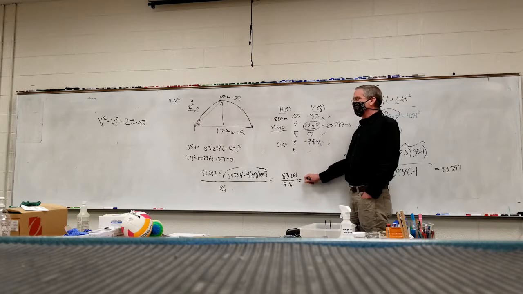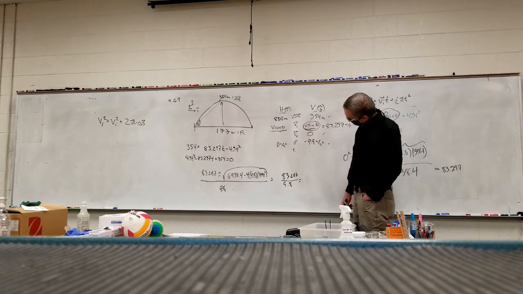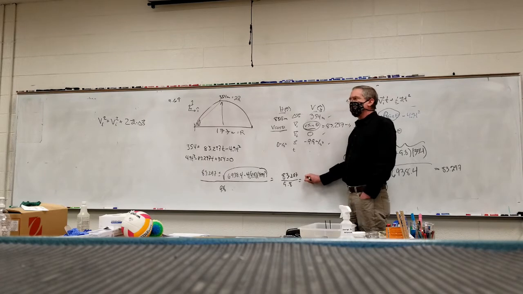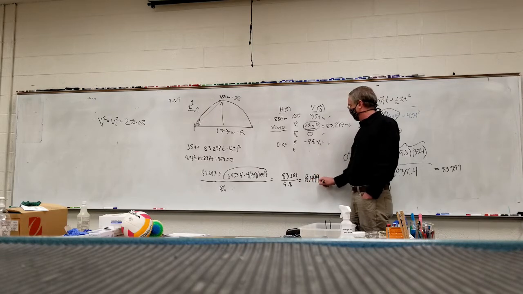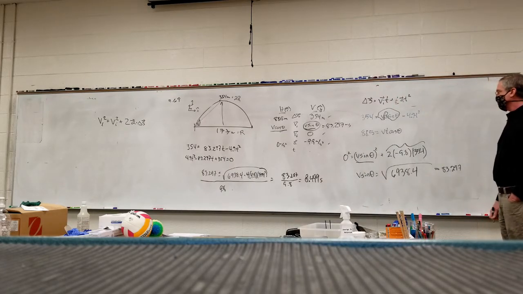Yeah, 0 makes sense, because, say it again? 10.41. Wait, no, sorry, divided by the wrong thing. 8.499. Yeah. The time, seconds. All right, so 8.5 seconds to get to the peak.